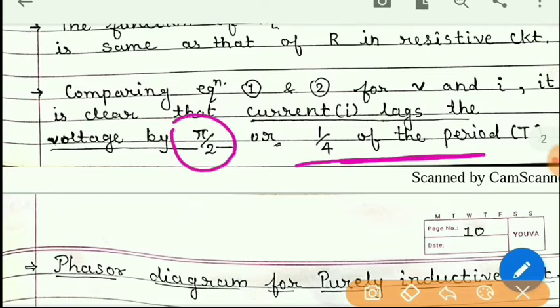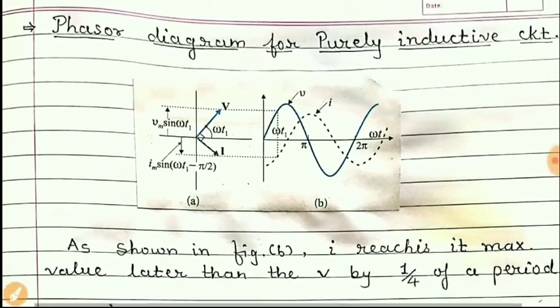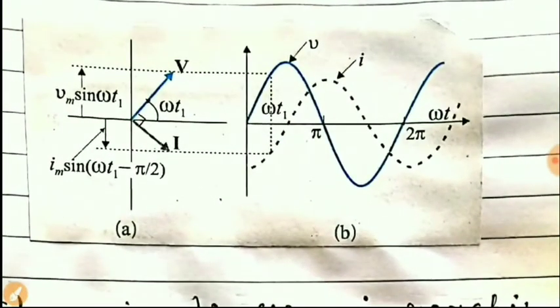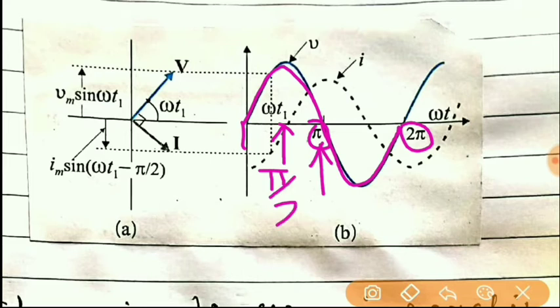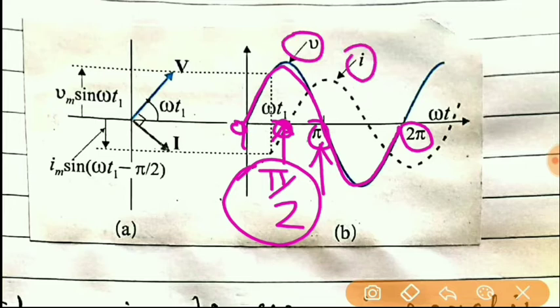And how it is pi by 2, so that also we can see from the graph. Students, from here to here, this is 2 pi. Half of 2 pi is pi, and half of pi, this point, is pi by 2. So current is behind the voltage by pi by 2. So this is the phase difference between voltage and the current.